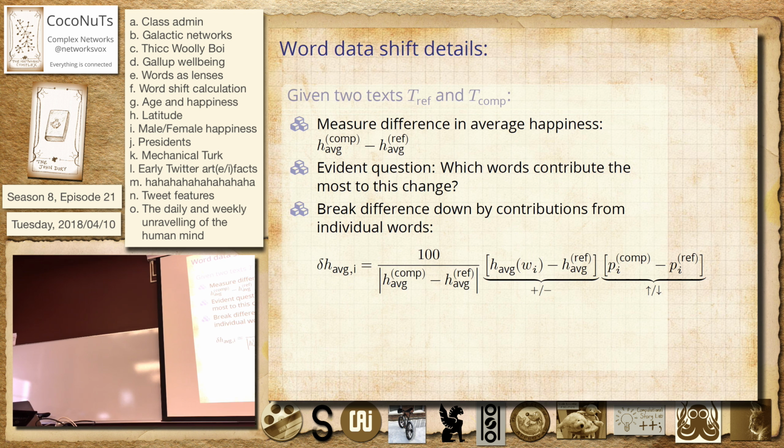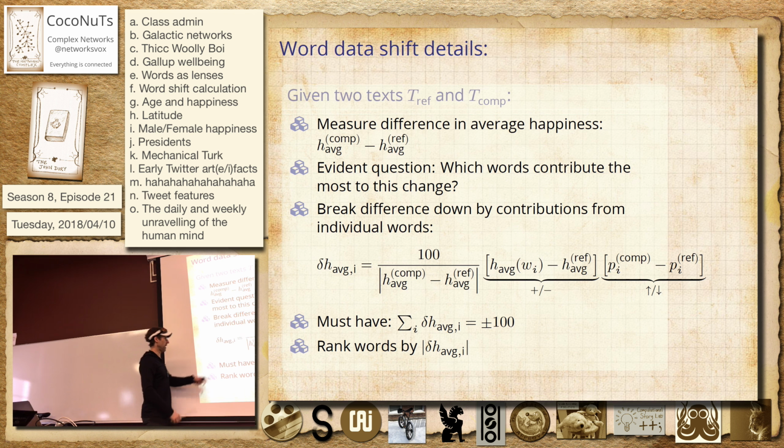And the word in question could be happier than the average of the reference text or less happy, and so that's going to be a plus or minus here. And then we'll turn it into a percentage, there's going to be 100 here, and then we're going to divide by the overall shift in happiness, right? So this is the thing we're trying to figure out. This piece here, we're trying to figure out how each word contributes to that shift. So if you sum over all words, then you'll get this total shift, and it will add up to 100. And I'll show you that on the next slide.